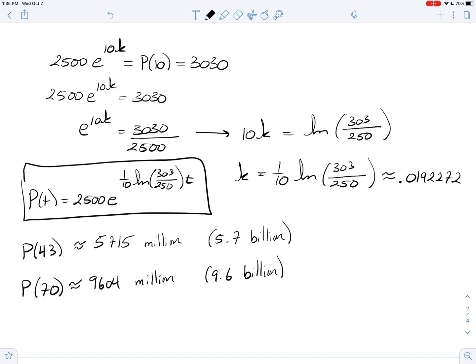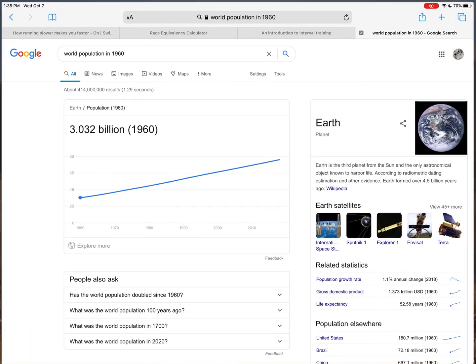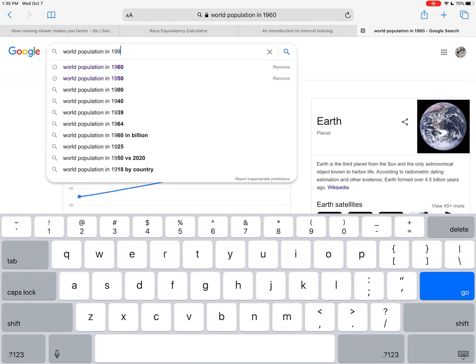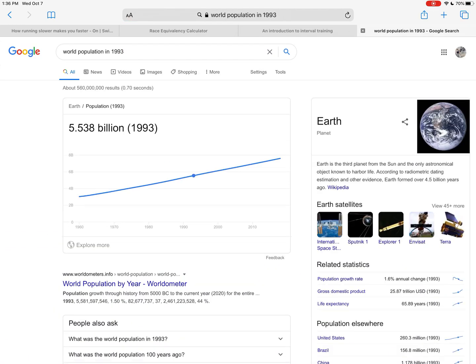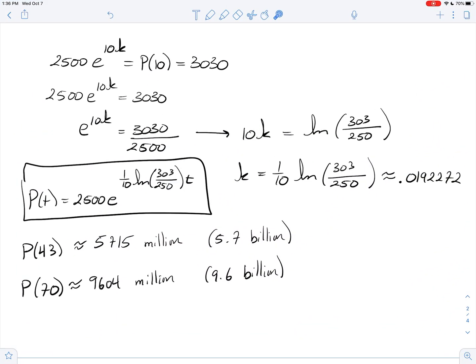Now let's Google it and check it. So I'm curious, what's the population in 93 and then 2020? So we guessed 9.6 billion and 5.7 billion. Let's see. So we can go back to world population in 1993, and we get 5.5 billion. And look at our model, we had 5.7 billion. So really very accurate prediction just based on those two data points. And realize too, 93 is quite a few years out from our last data point. We're looking 33 years ahead of 1960, and we're still pretty accurate.